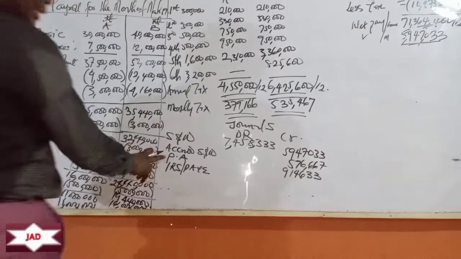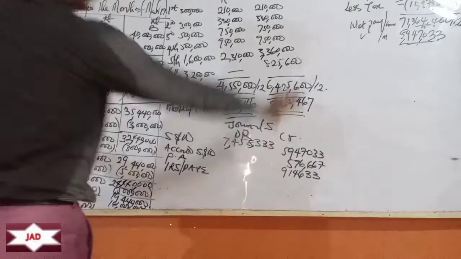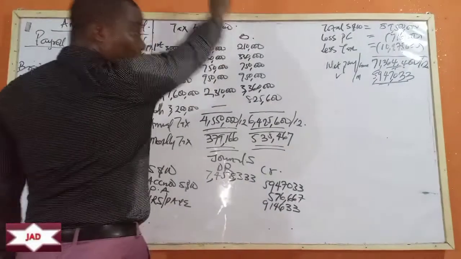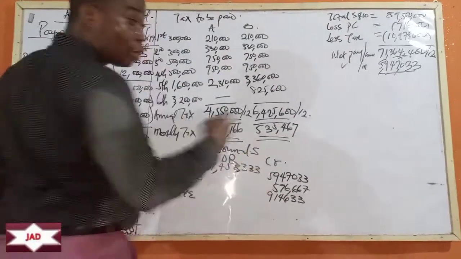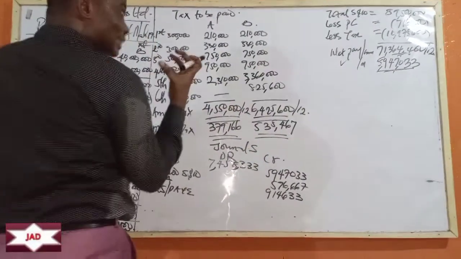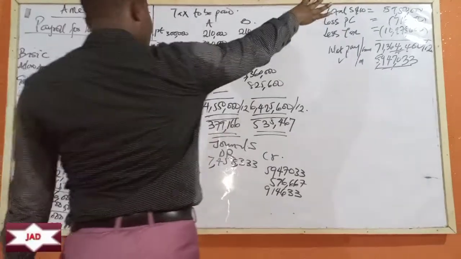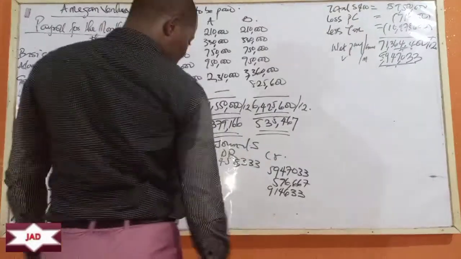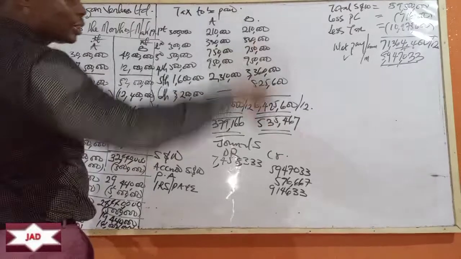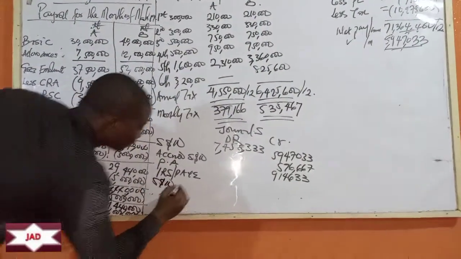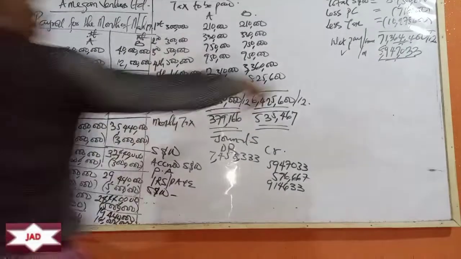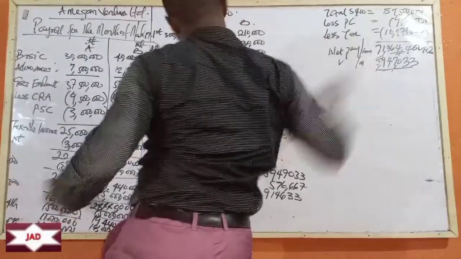But remember, this pension administrator is 8% of the gross. What I'm saying is this pension administration here is the employee's contribution of the 8% of the gross emolument. Now the employer will also contribute, which is 10%. So we're going to say salaries and wages again, which is 10% of the gross, right?